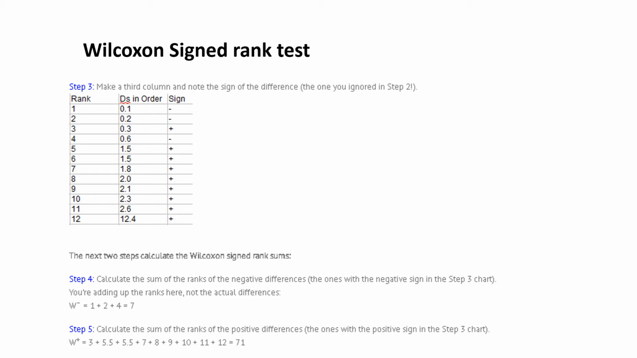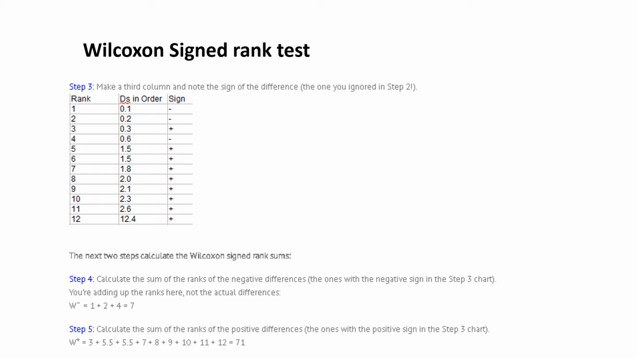So 0.1 was actually minus 0.1, so the sign is minus. 0.2 was a minus sign. 0.3 was a plus sign. 0.6 was a minus sign. Like that you have to give the sign. So we got the Wilcoxon signed rank. Okay, signed rank.